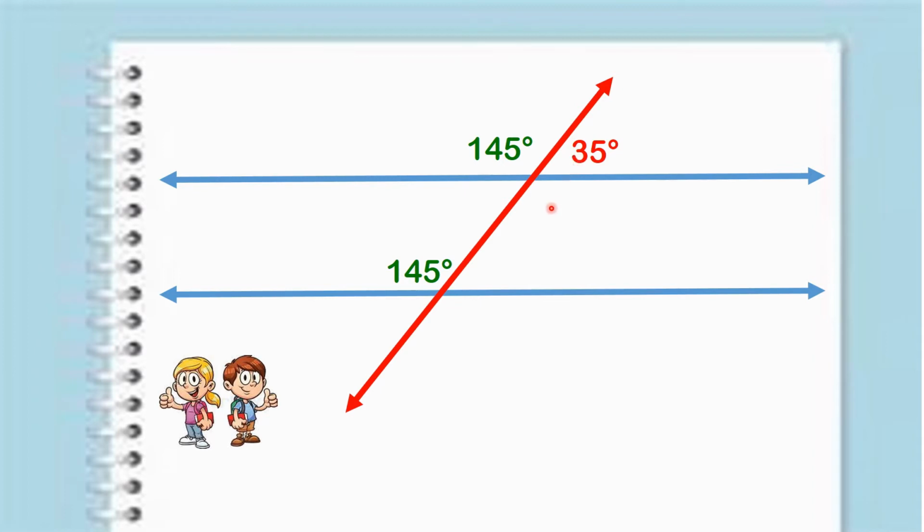Now, this angle here measures 145 degrees. Why? Because they are vertical angles, and you know already that vertical angles are always congruent, meaning they have equal measures. So obviously the measure of this angle here is 35 degrees. They are vertical angles, and they are also a linear pair. When you add 35 plus 145, the answer is 180 degrees.